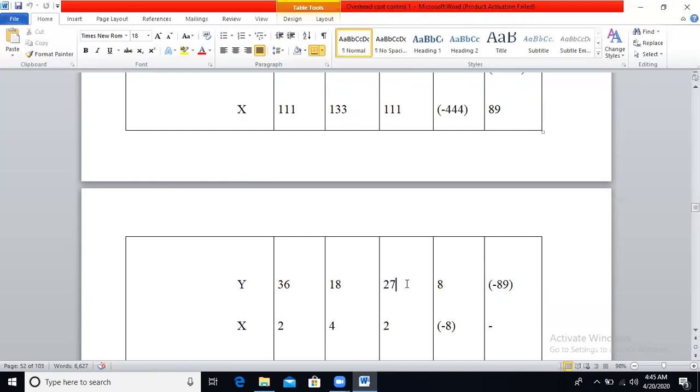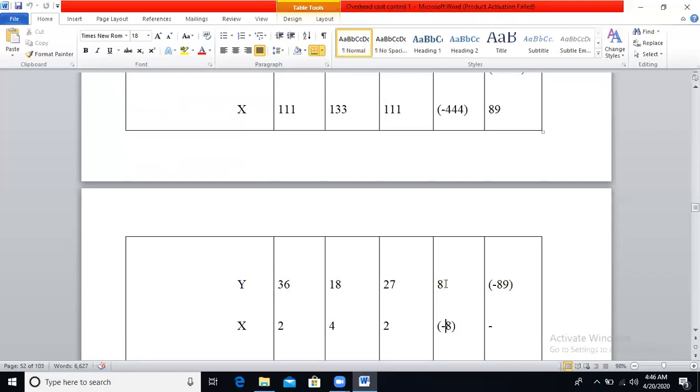And for department C, it will be 30%. So 89 into 30%, if you calculate, you will get 26.7. We have considered it as 27. For department X, the remaining value you have to consider. So 36 plus 18 plus 27, you will get 81. So if you deduct the total of all the production departments, 81, from 89, you will get 8 as the remaining value.